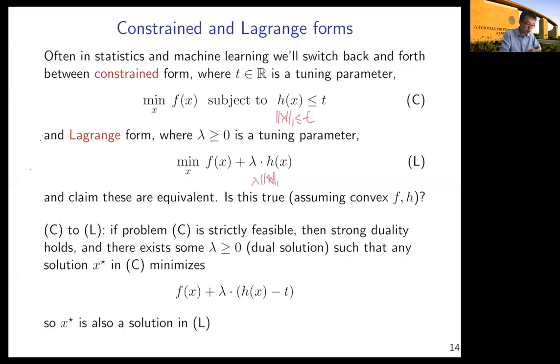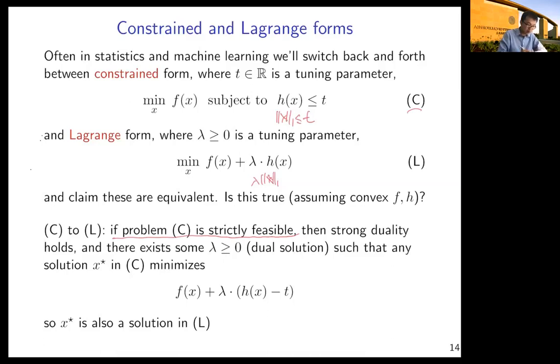Let's assume that problem C is strictly feasible, which gives us strong duality by Slater's condition. Then we know by the KKT conditions that there exists some dual variable, right? If you construct the Lagrangian, then there's a dual variable that got multiplied into this hx.